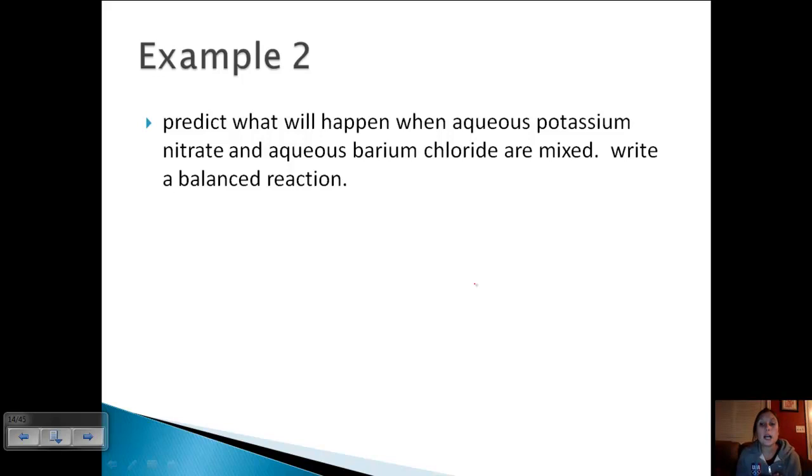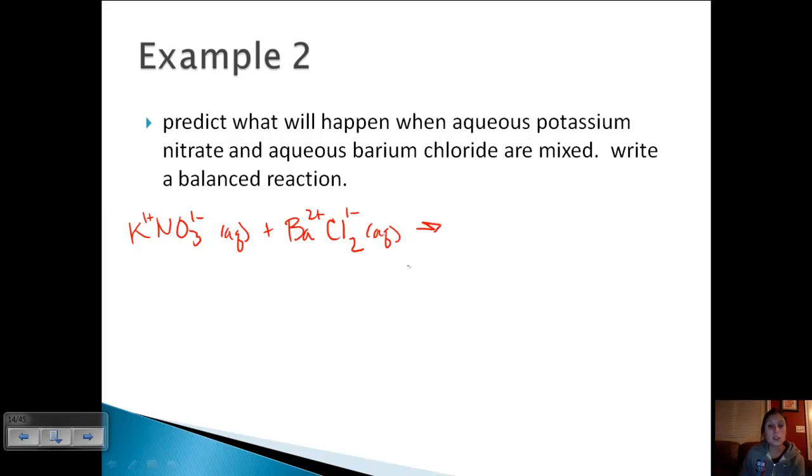Okay, predict what will happen when aqueous potassium nitrate, all right, so we have potassium, nitrate, it's aqueous, and aqueous barium chloride. Okay, barium is a 2 plus, chlorine's a 1 minus, so that means I need 2 chlorines to make it neutral, are mixed. Write a balanced reaction. Okay, so let's predict products.